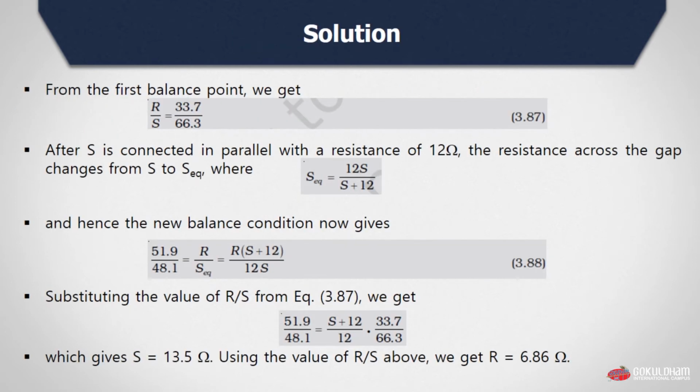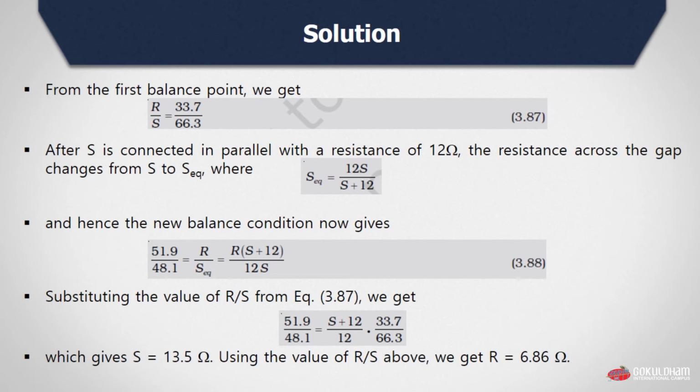According to the solution, from the first balance point, we get R by S is equal to 33.7 divided by 66.3, which is our equation 3.87. How do we get this? We get this from our first balance point. Now, after S is connected in parallel with a resistance of 12 ohm, the resistance across the gap changes from S to S_eq, where S_eq is equal to 12S divided by (S plus 12). Now, a question arises in mind: in our equation 3.87, how do we get the value in the denominator, 66.3 S?